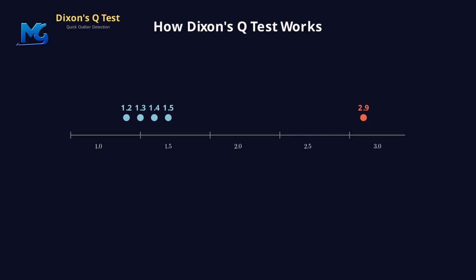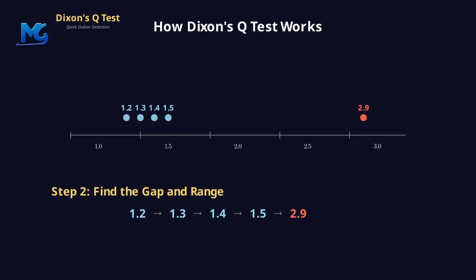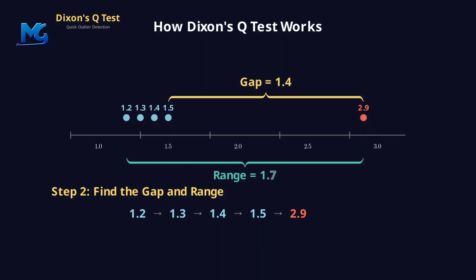How Dixon's Q-test works. First, sort the data from smallest to largest. The suspect sits right at the end. Step 2. Find the gap and range. The gap, the distance between the suspect and its nearest neighbor. 2.9 minus 1.5, that's 1.4. The range is the total spread. 2.9 minus 1.2, that's 1.7.